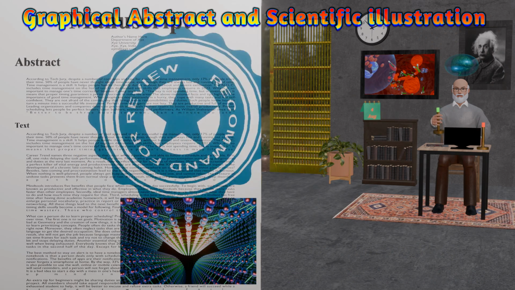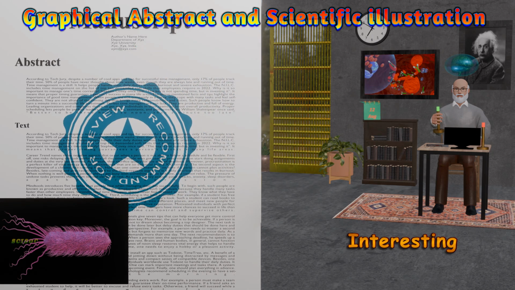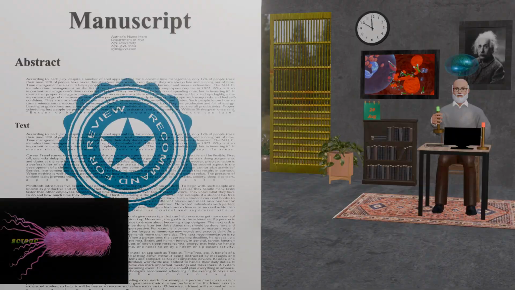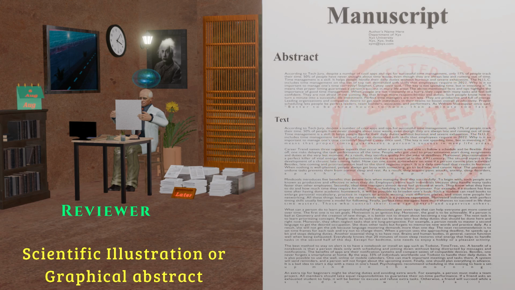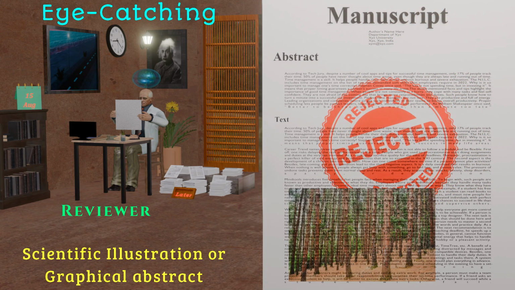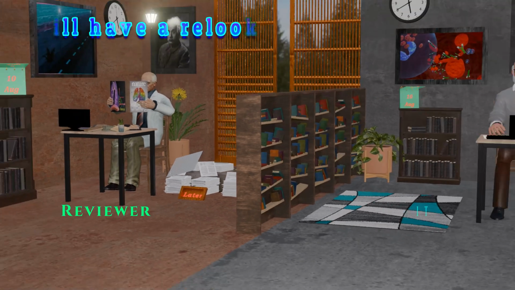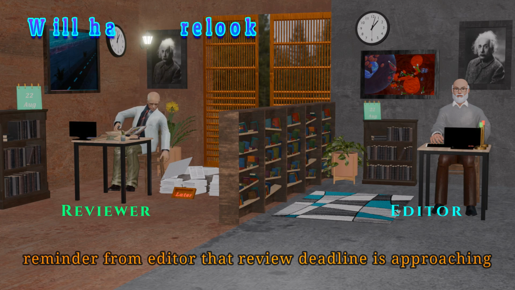If the graphical abstract and scientific illustration are interesting enough, only then will the editor recommend it for the review process, and your paper has crossed its first hurdle. Once it reaches the reviewer, he will have a cursory look to find anything interesting. If he doesn't find any scientific illustration or graphical abstract eye-catching, he may reject it outright or consign it to a later pile. As reviewers too don't have time, they will have a re-look at the manuscript only after a reminder from the editor that the review deadline is approaching.